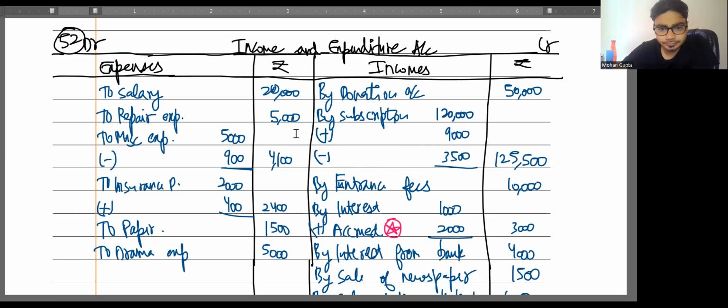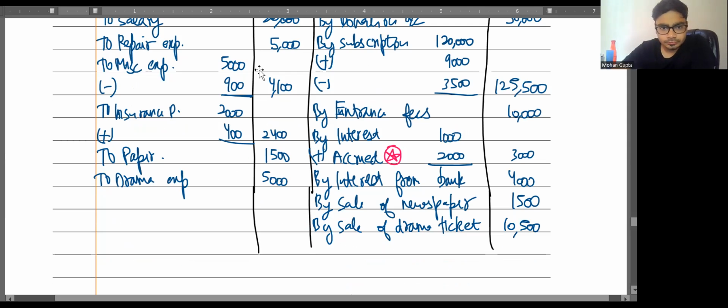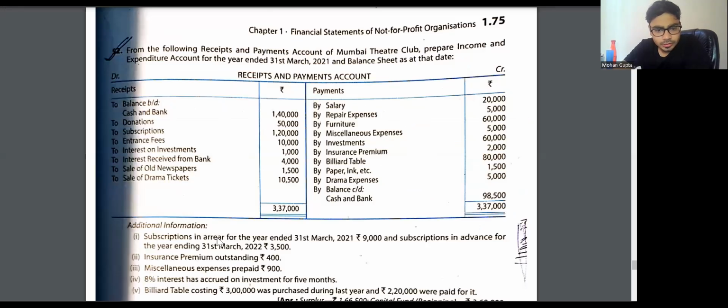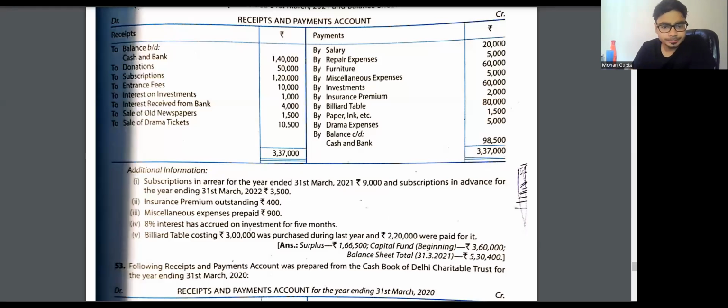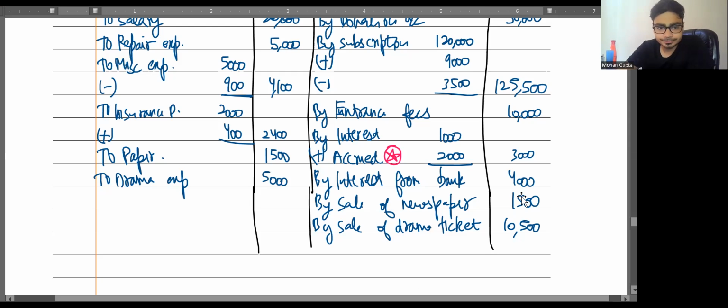Then we have to find surplus. So is that it? Yes. Just quickly go through the adjustments as well. We have considered all the adjustments. We have done subscription, insurance premium, miscellaneous expenses, interest, billiard table. Okay, cool. So quickly find the value of surplus.